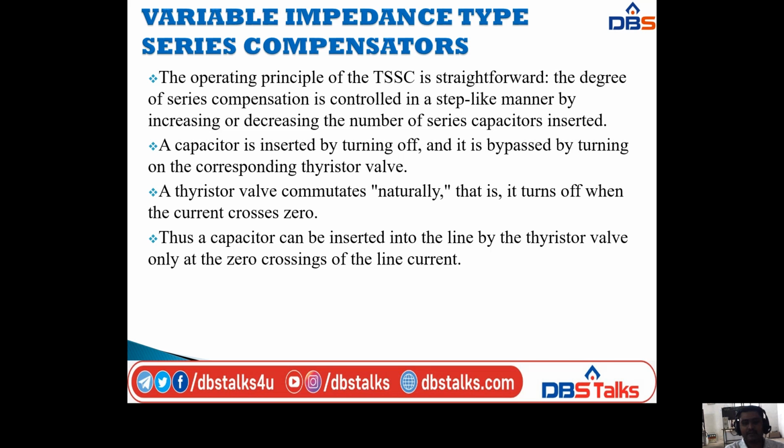The thyristor valve commutates naturally. That is, it turns off when the current crosses zero. I already said this point a number of times in the previous class. Thus a capacitor can be inserted into the line by the thyristor valve only at the zero crossing of the line current. At that time only we have to insert the capacitor into the line.